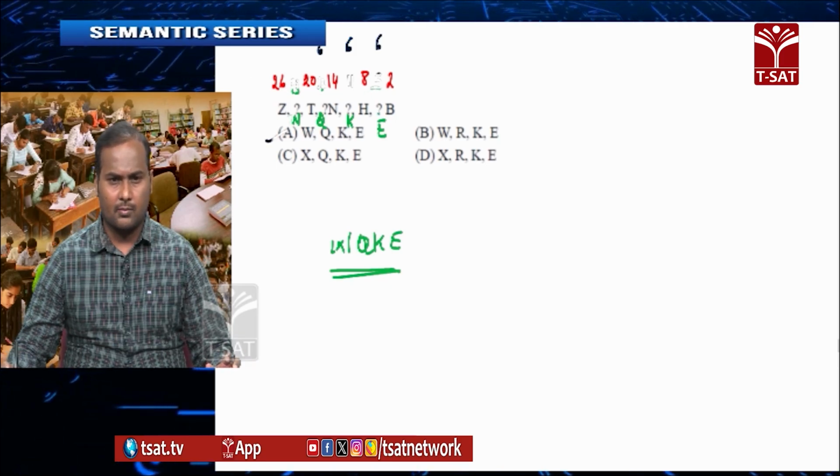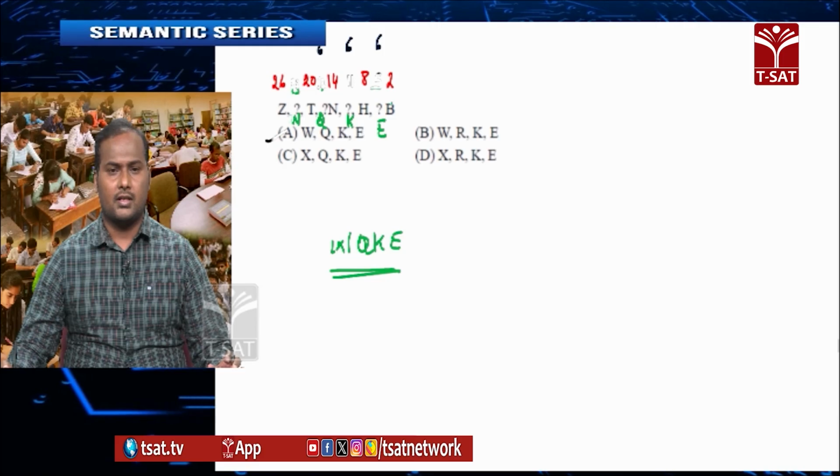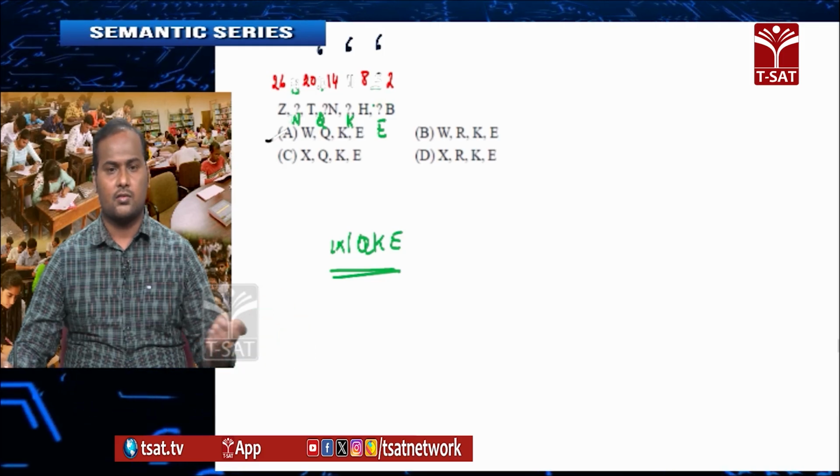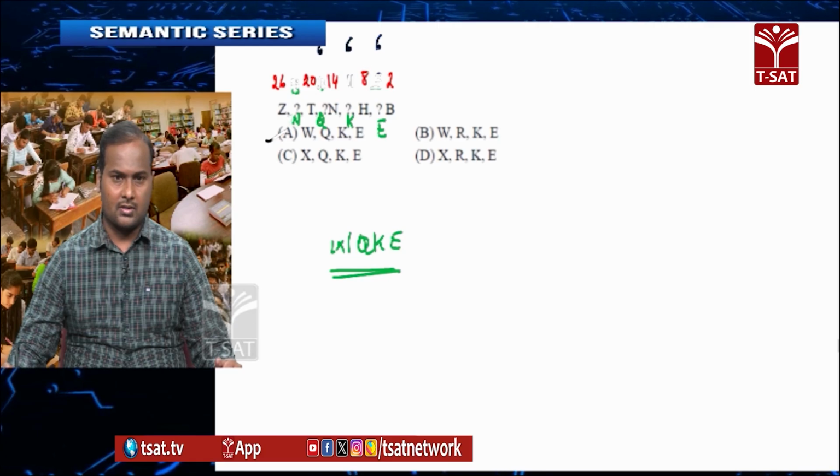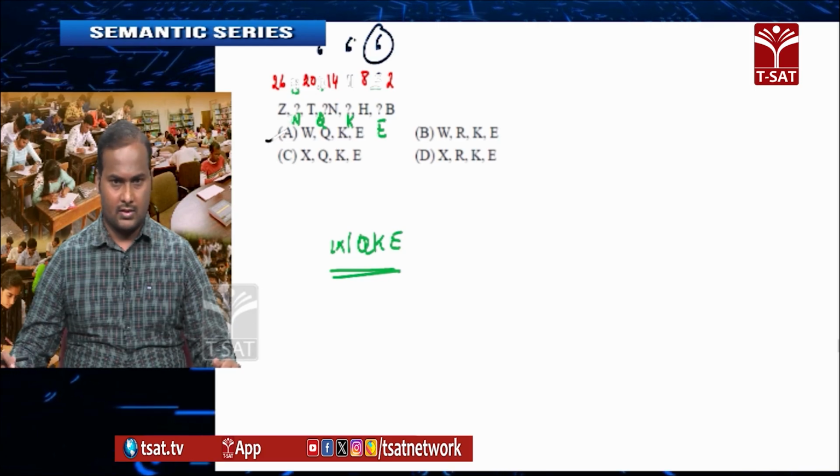A question mark is given in between. Generally it is increasing by 6, 6, 6, so generally we will take the center letter: 2 plus 3 is 5, 5 plus 3 is 8. Total it will become 6.